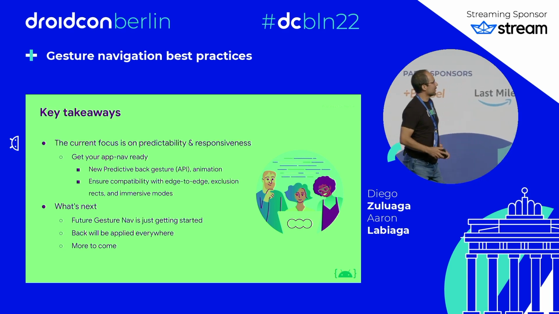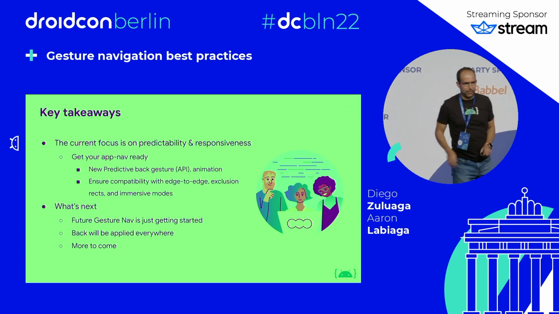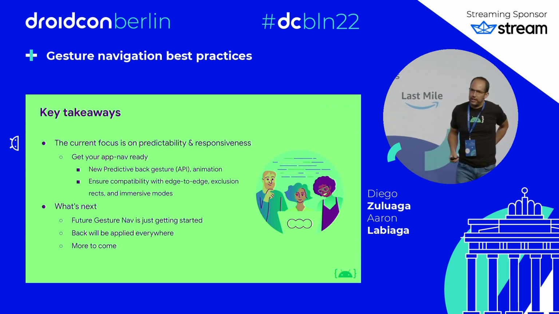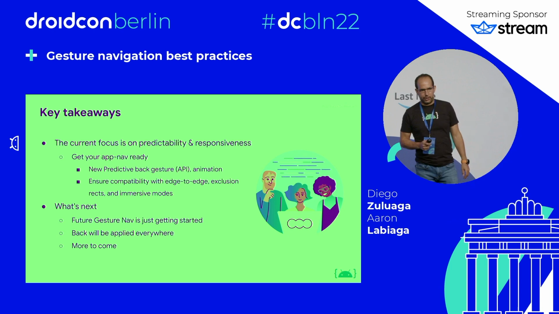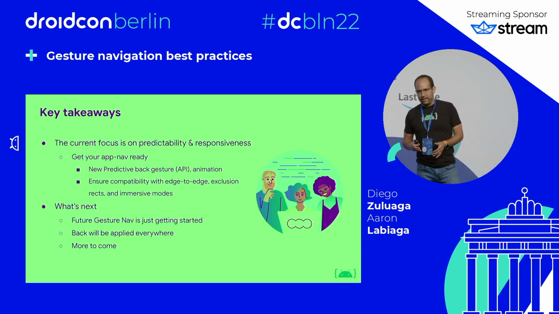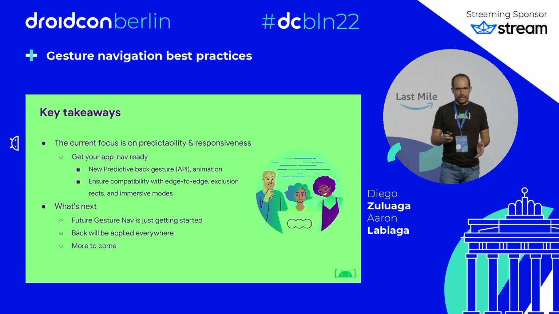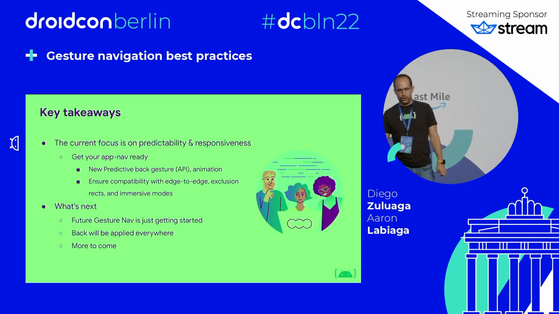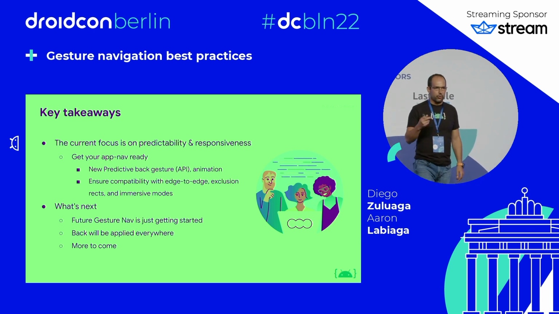Hello. OK. So pretty much, we're just recapping our session. The key takeaways for you guys is the current focus is on predictability and responsiveness. Try the APIs. The APIs embrace these principles. We want your app nav ready. The APIs are going to be released in August on Android 13 release, and you will be able to test the animation that we show you. And definitely, we want your feedback.